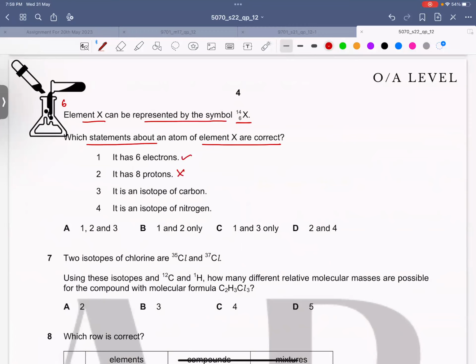Completely wrong. And if it's wrong, then you don't have to work on the others, because A, B, and D contain 2. Right? Yes. So it means your correct answer is C, because 2 is wrong and 2 is present in A, B, and D. So A, B, and D cannot be the answer.